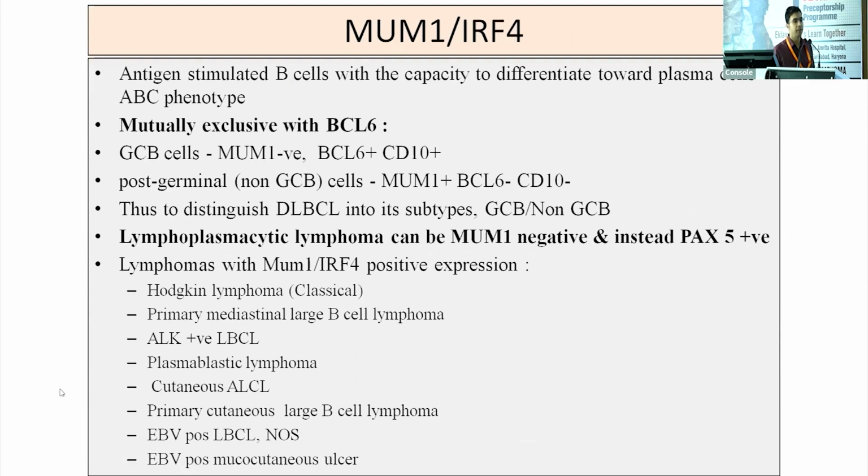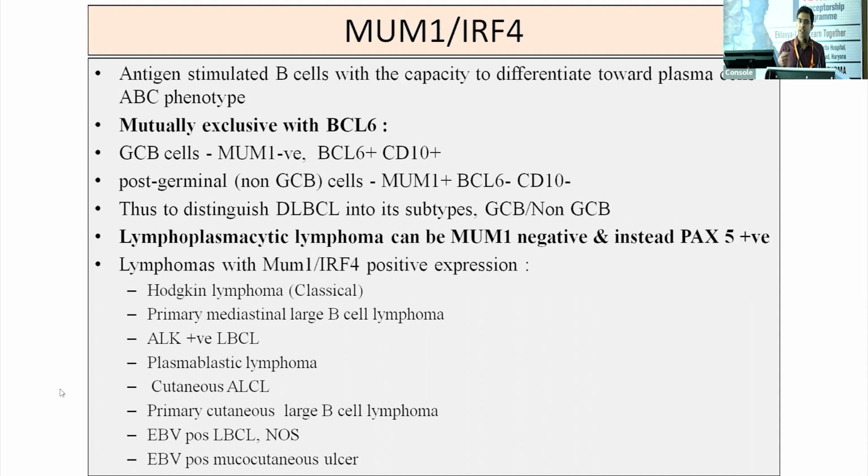Then MUM1 is actually very non-specific. The broad term which should be used for MUM1 is activated B cells. Once the lymphocytes move out of the germinal center after all the antigen exposure and they are transforming to memory B cell or plasma cell, then they start showing MUM1 positivity. And it is helpful in classifying the DLBCL, whether it is germinal center B cell type or activated B cell type. Once the lymphocytes leave the germinal center, they will be MUM1 positive.